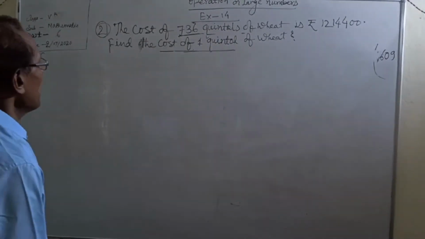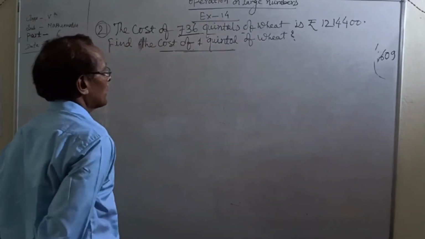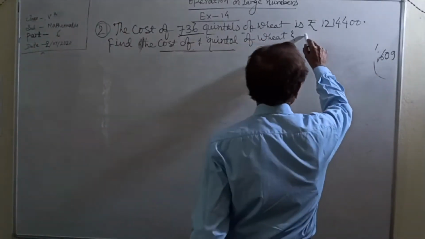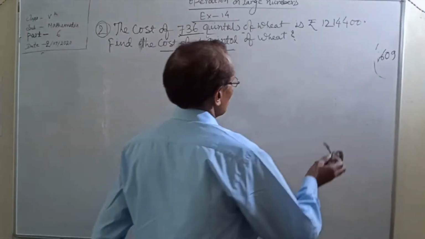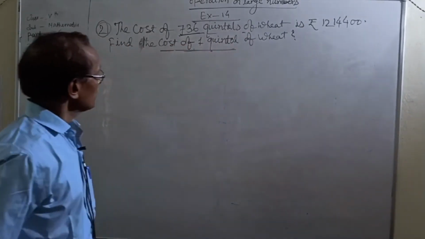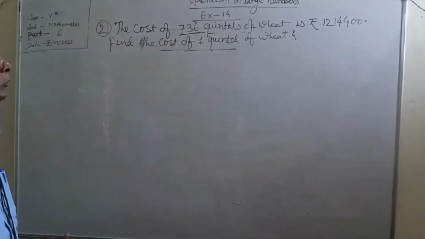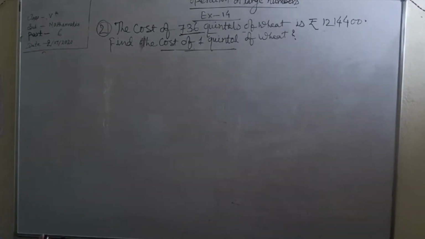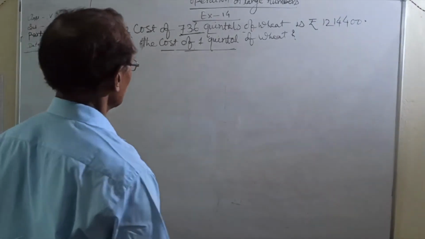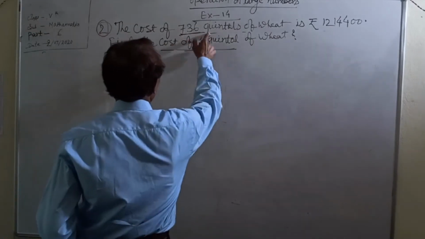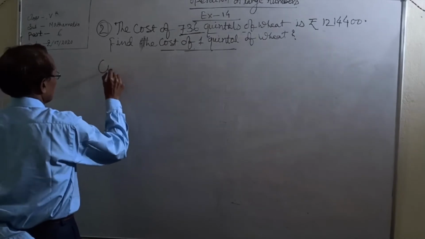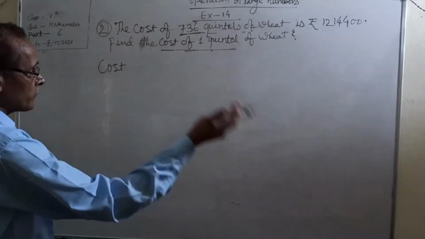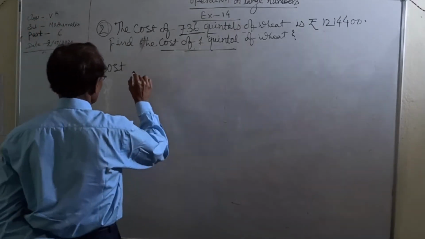Suppose that we have two quantities. First quantity is 736 quintals, and second quantity is rupees 12 lakhs 40,200. Then you have to find out the cost of 1 quintal. Cost means cost will be in rupees. So whenever you write the statement, we will put the cost part on the right side of the equal to sign, and 736 on the left side of the equal to sign. Just start the statement in this way.